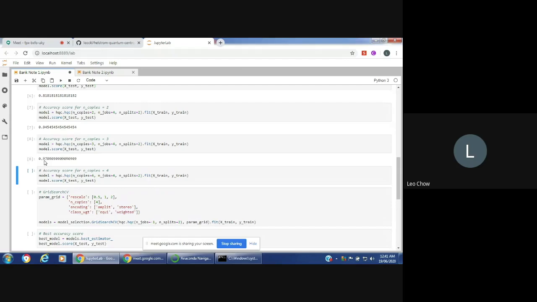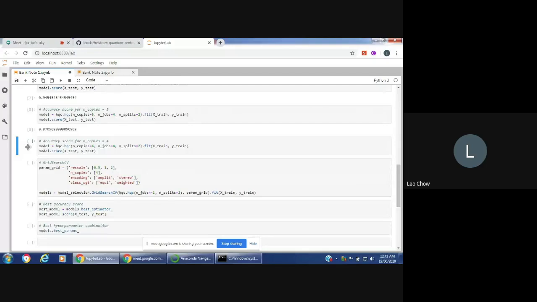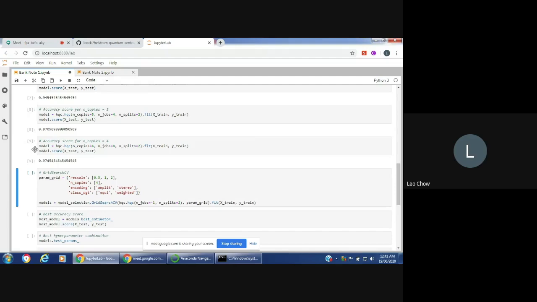Now let's have a look to see what happens if we increase n_copies to 4. This is going to take a few seconds because, as Giuseppe has mentioned, every time you increase the number of copies, the matrix gets bigger and bigger. Because there's more calculation involved with a bigger matrix, it does take a little bit of time to run. So now it's finished running. You can see the performance increased a little bit as well, now to 97.4%.